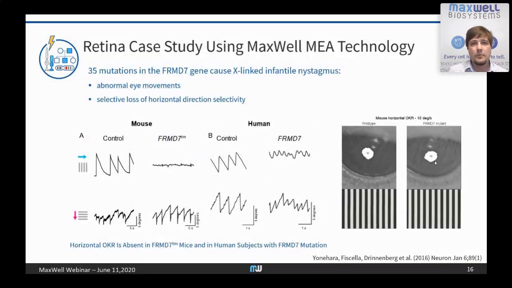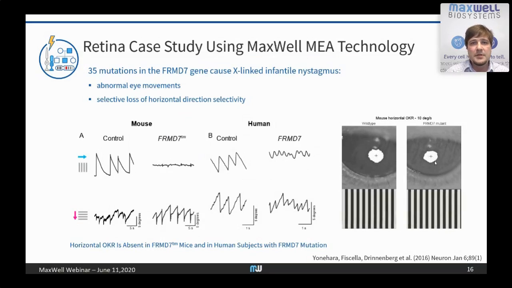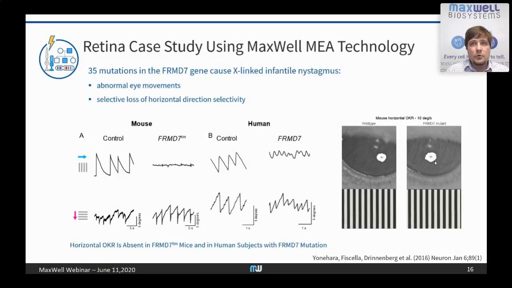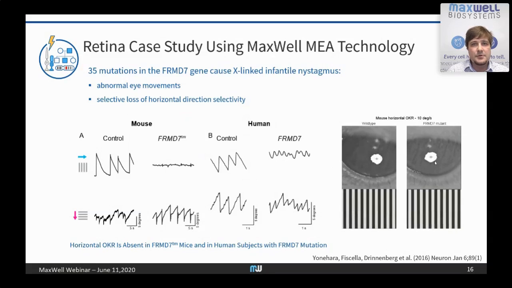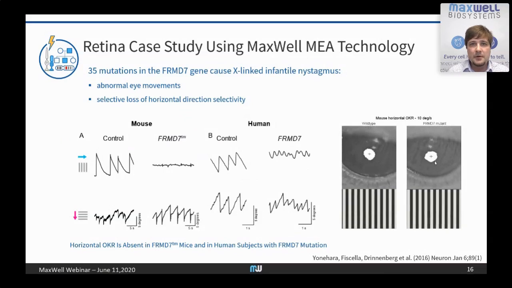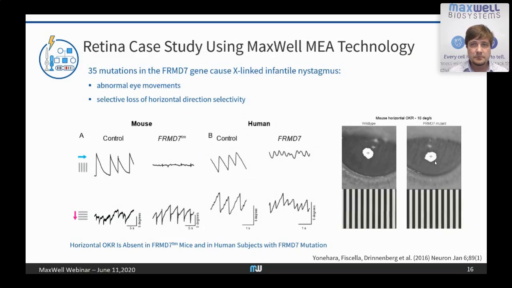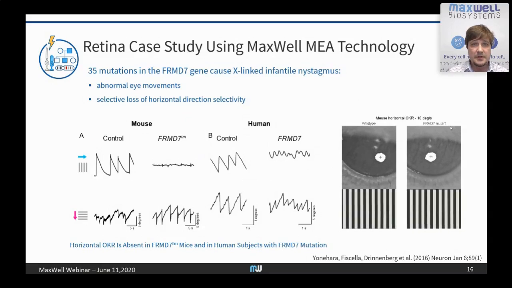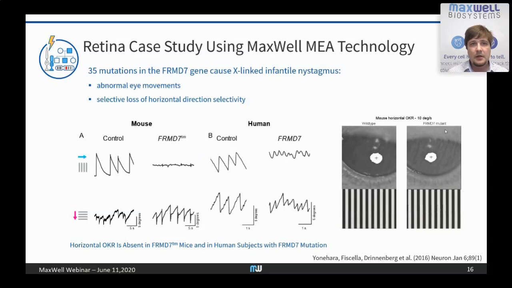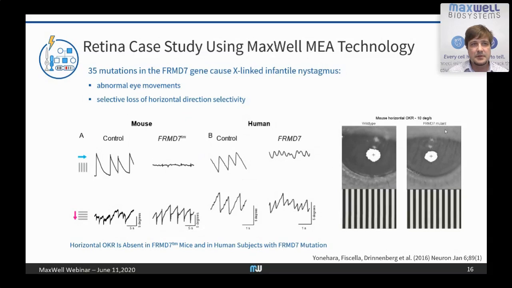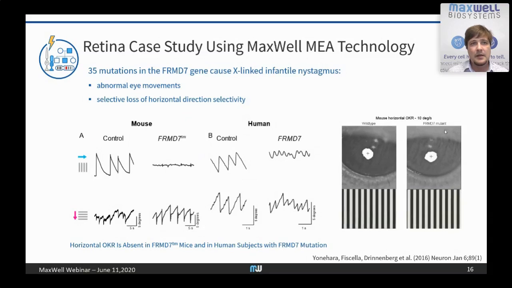Now, to highlight more the MaxWell MEA, I will focus more on a disease phenotype study using our system, and I will focus on FRMD7. So in this publication by Yoshida et al., the authors investigate whether FRMD7 is the key regulator establishing optomotor response in human and in mice. So what we know is that mutations in FRMD7 cause the human disease of X-linked infantile nystagmus, and this disease presents with abnormal eye movements and selective loss in horizontal direction selectivity.